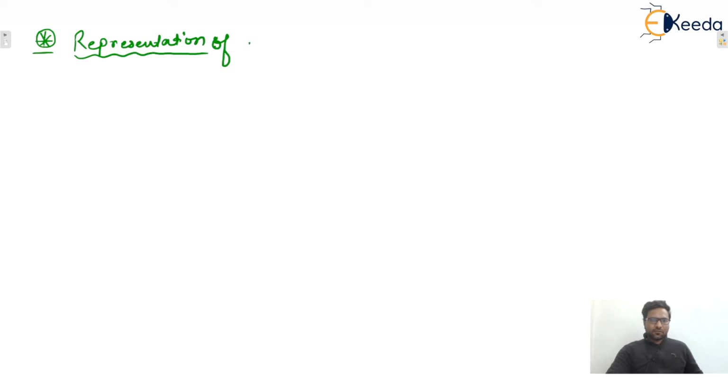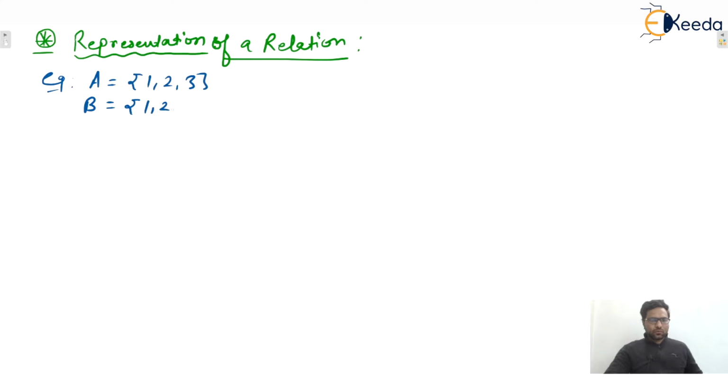So, representation of a relation. Let us consider one relation, because a relation is a set. So all set operations can be performed on the relation. First we'll see different representations. Let's say one set is given to you, set A, that is {1, 2, 3}, and a second set, set B, that is {1, 2, 3, 4}.